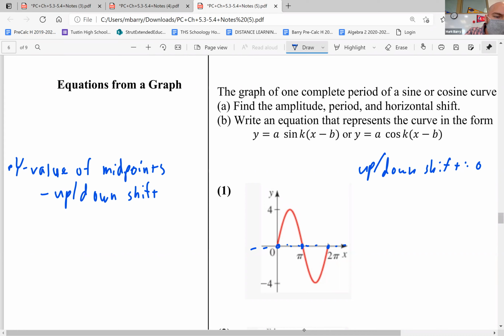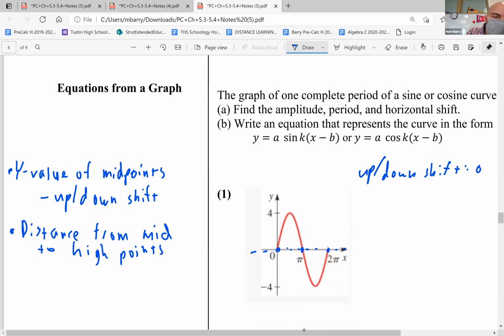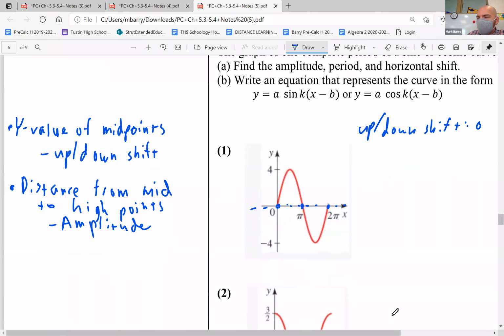Okay. Next thing I would find, distance from mid to high points. And that's going to be your amplitude. So my amplitude on this one, I could see the distance from my midpoints to my high points. The vertical distance, I would say, is 4.